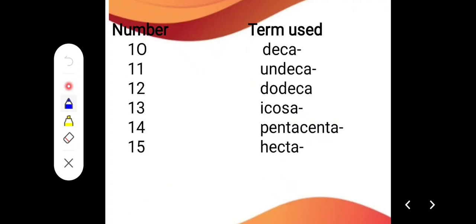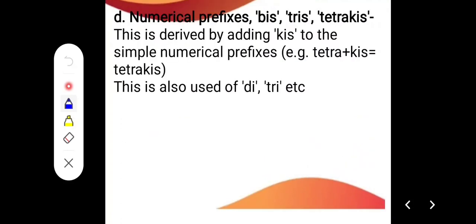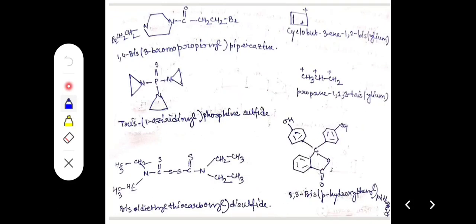Also 10 deca, 11 undeca, 12 dodeca, 13 trideca. There may be some confusion, but in the book it is given that 14 is tetradeca, 15 is pentadeca. Where the numerical prefixes are already used within names, we can use bis, tris, tetrakis. This is an example: propane-1,2,3-triyl tris. Because at three positions our yl group is there, we consider 1, 2, 3 tris yl.